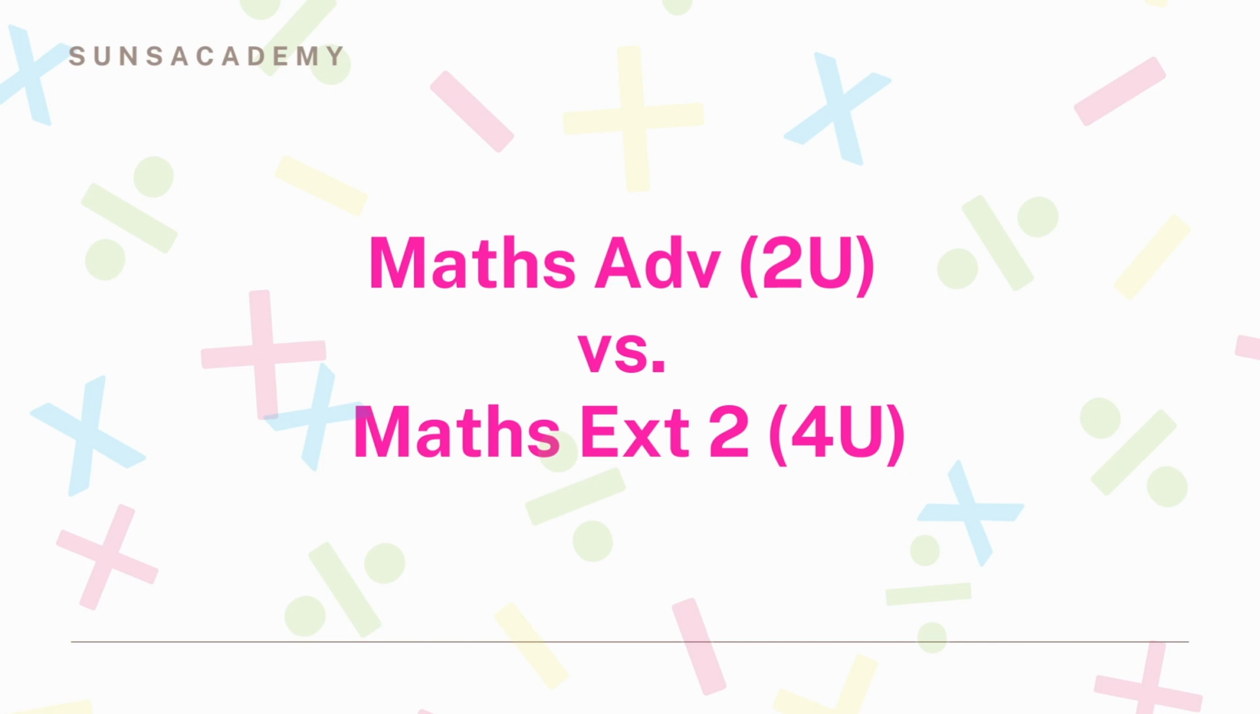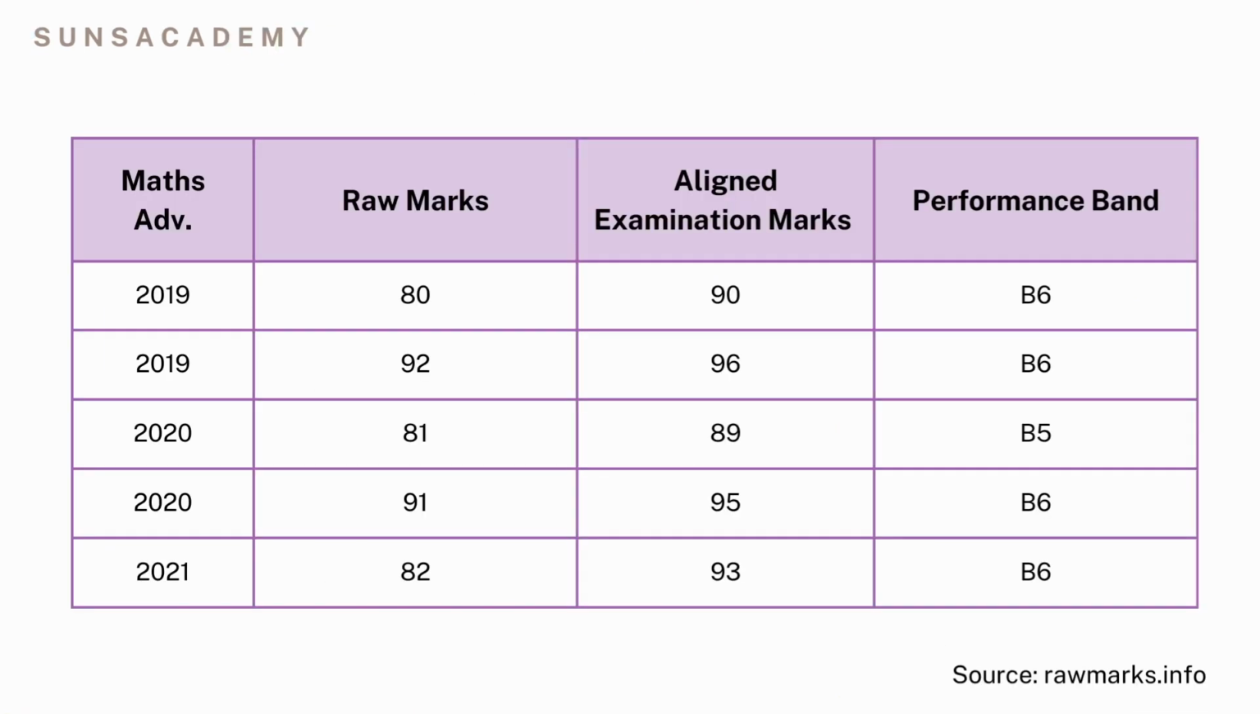And though NESA does not reveal the minimum cutoff mark, according to rawmarks.info, we can see that in the case of Math Advanced, in 2019, 80 was aligned to a 90, in 2020, 81 was aligned to an 89, and in 2021, 82 was aligned to a 93. In the case of Math Advanced, yes, the aligned marks are higher than the students' raw marks, but it's not like a dramatic change. But now let's have a look at Math Extension 2.